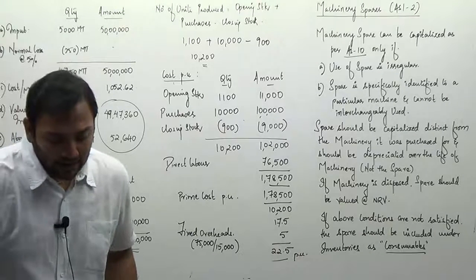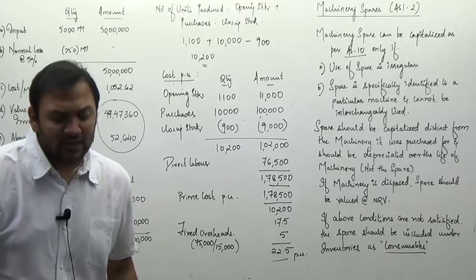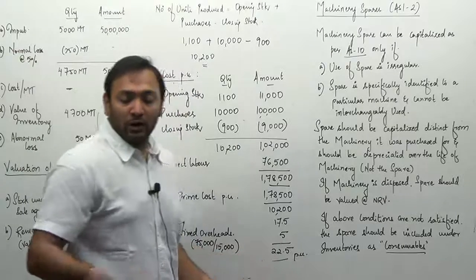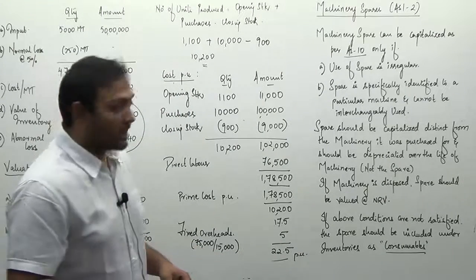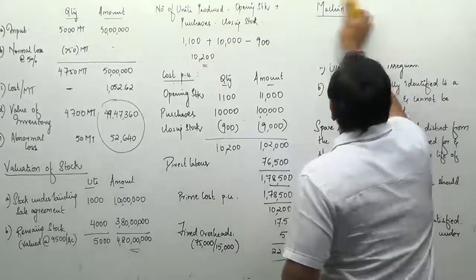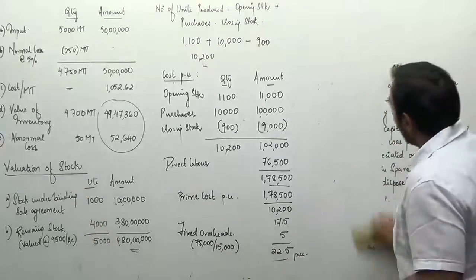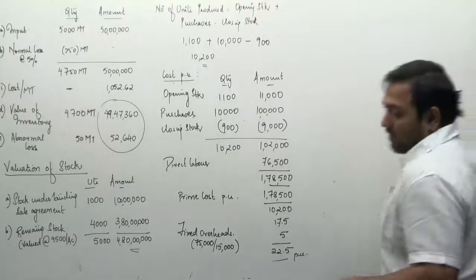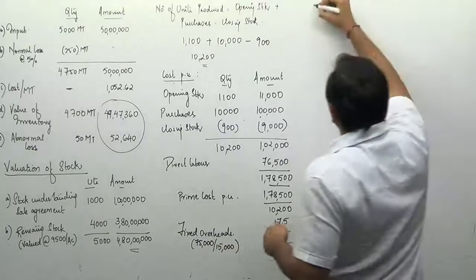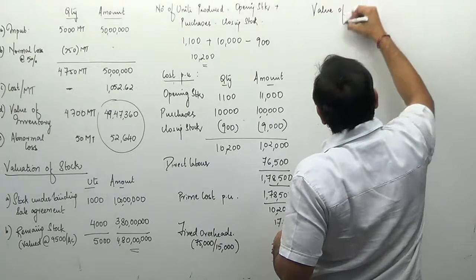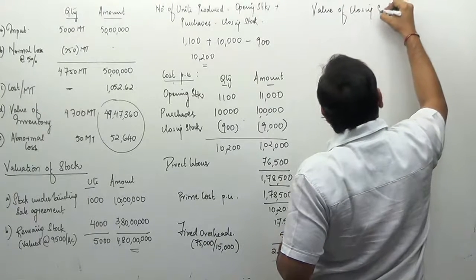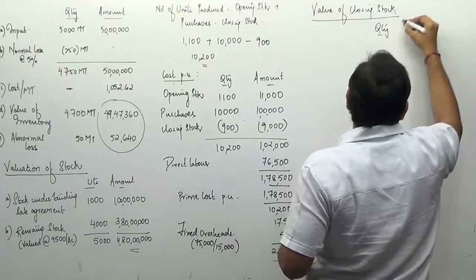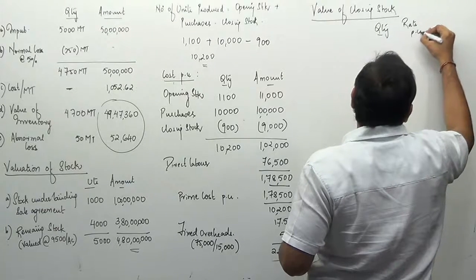But what did he say? He's saying that the sale price of the finished good per kg is only 20. Cost is 22.4 to 22.5. But your estimated selling price is only 20. So lower of cost or NRV, I'll start valuing it at 20 rupees, not at 22.5. So my value of closing stock: quantity, rate per unit and amount.